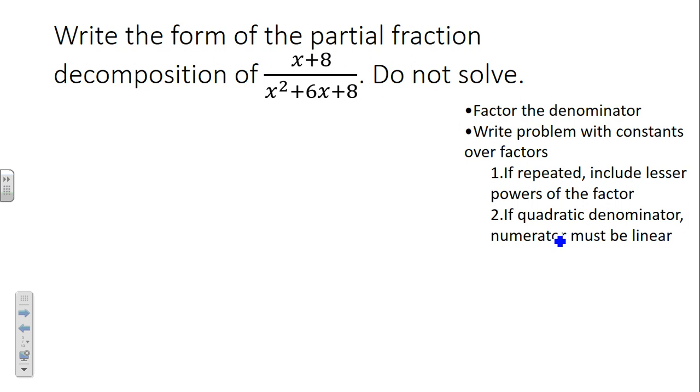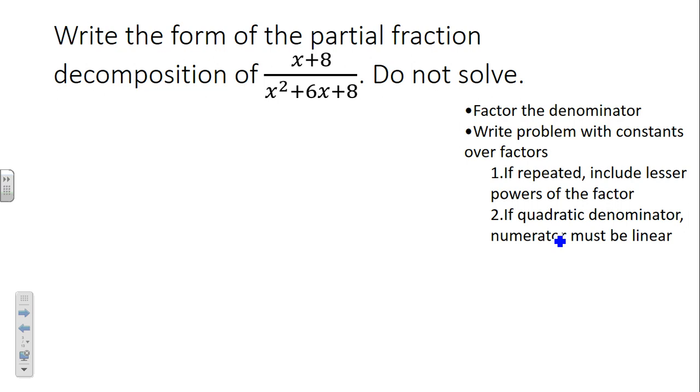So our rules of the game say that if we're trying to find the partial fraction decomposition, we have to factor the denominator. And then we're going to write the problems with constants over the factors. If they're repeated, we're going to include lesser powers of the factor, and if we have a quadratic denominator, the numerator has to be in linear form. So we'll worry about that in just a second. Let's start out by factoring first.